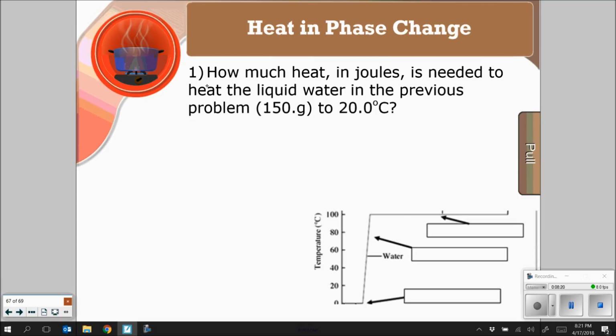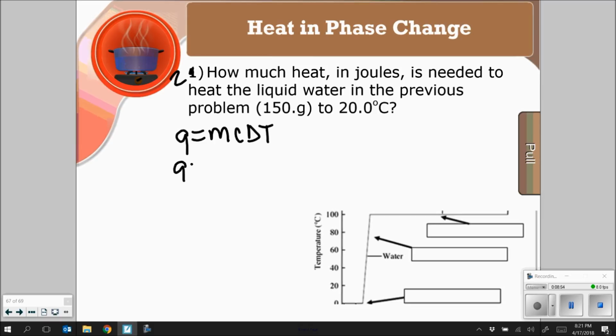Another example of this, and I should read number 2 here. How much heat in joules is needed to heat the liquid water from the previous problem, which is 150 grams, to 20 degrees Celsius? So now we have melted the ice to a liquid, and we're going to start at that point and heat that liquid water up. In this case, we do have a temperature change because we're not undergoing a phase change. We're simply heating the water that we already have. So you're going to go back to our Q equals MC delta T.